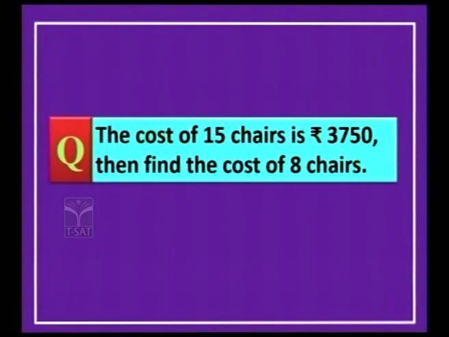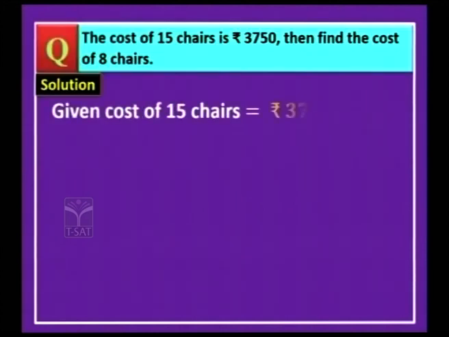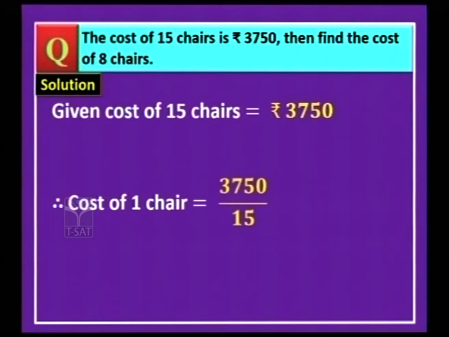The cost of 15 chairs is 3,750. Find the cost of 8 chairs. Let us start with the solution. So the cost of 15 chairs is 3,750. Then what is the cost of 1 chair, children? Yes, 3,750 divided by 15.